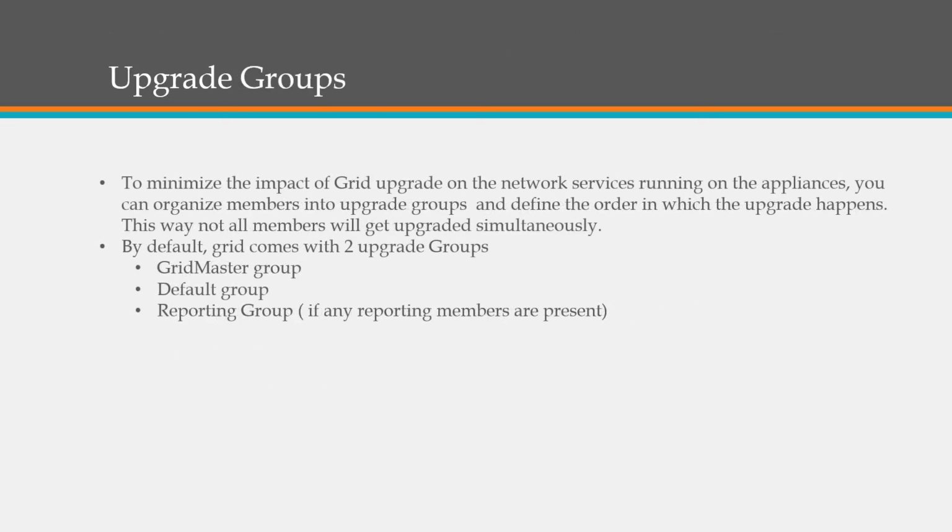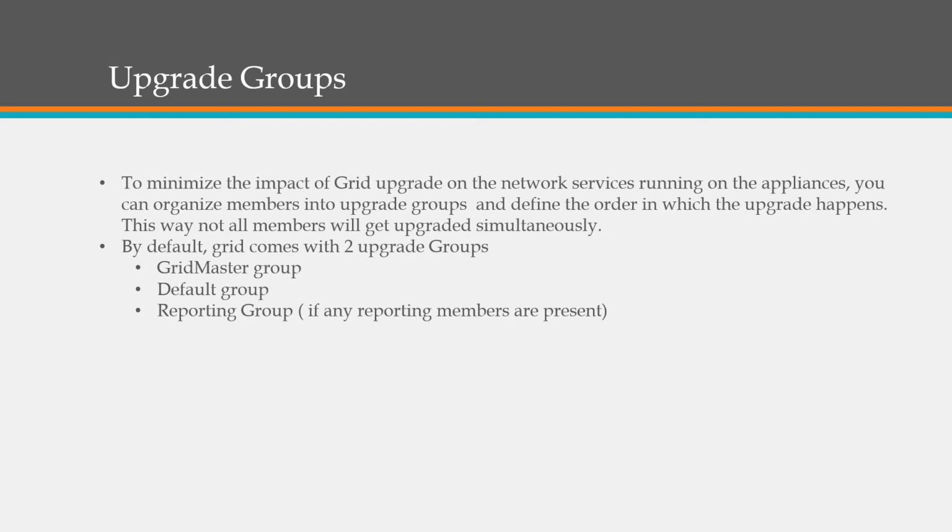So moving ahead, the next thing is upgrade groups. The purpose of the upgrade groups is to minimize the impact on the network services running on the appliances when we are doing an upgrade. Like I said, normally when we do an upgrade on a standalone appliance, the device reboots. So at that time there would be an impact on the network services that particular member is running. That's where Infoblox has implemented this concept of upgrade groups.